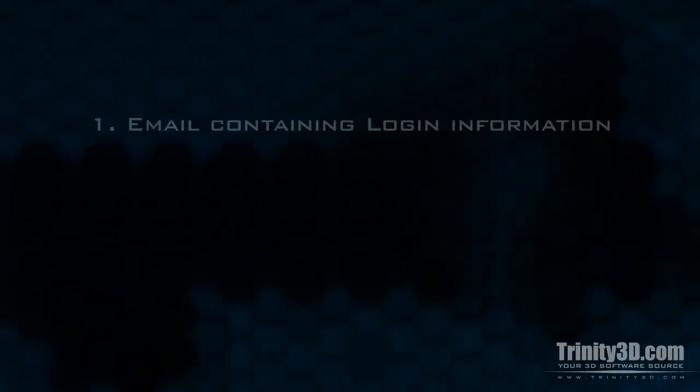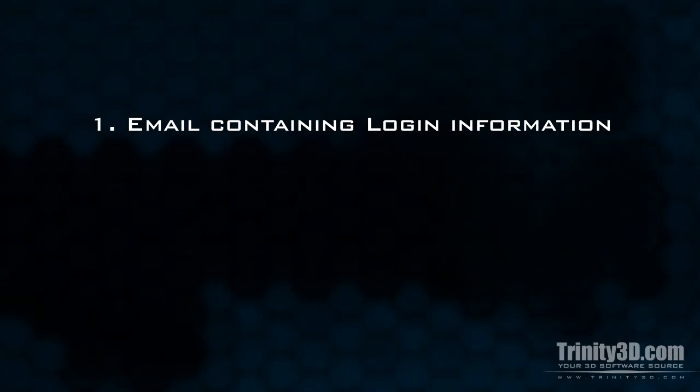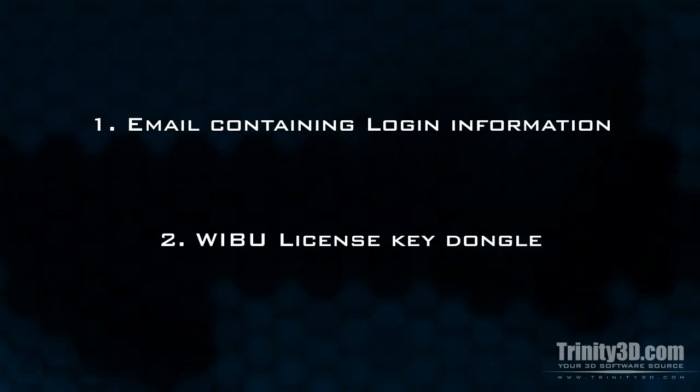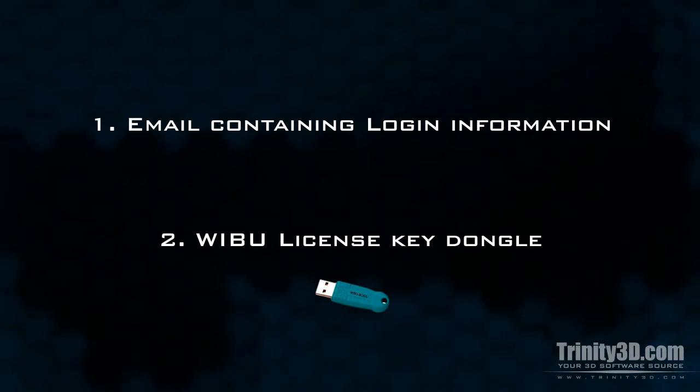After making your purchase at Trinity3D.com, you will receive two things. First, within about 48 hours, you will receive an email containing your login username and password, with a link to chaosgroup.com. Second, within up to 5 business days, you will receive the Weeboo license key dongle, which looks like a little flash drive. You receive the dongle key in the mail pre-programmed by Trinity.